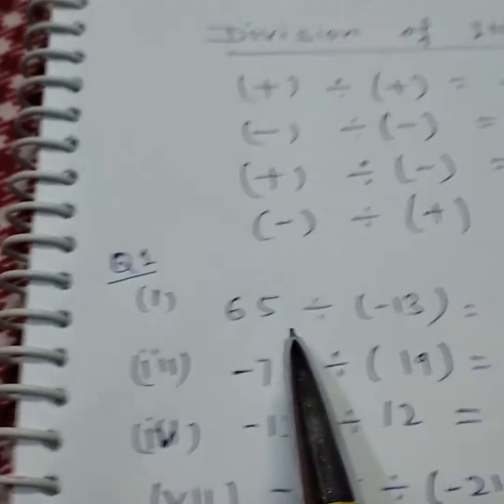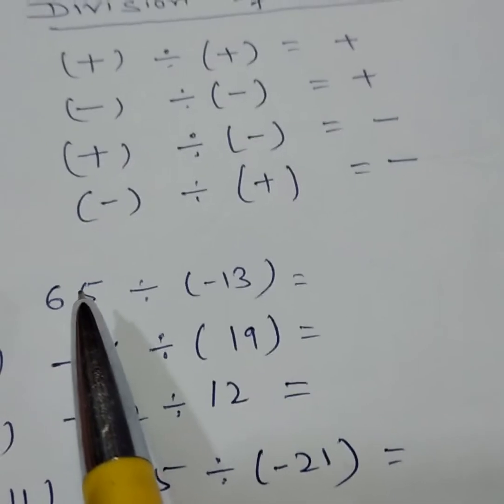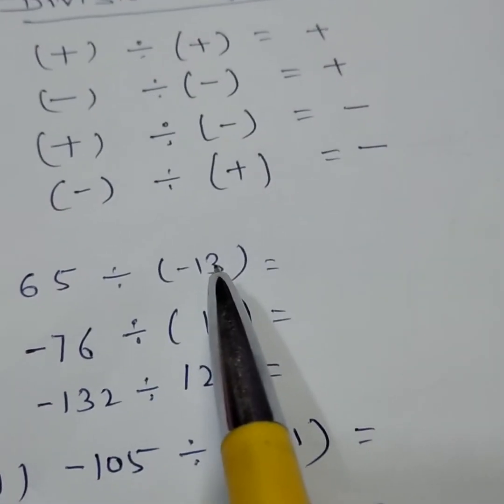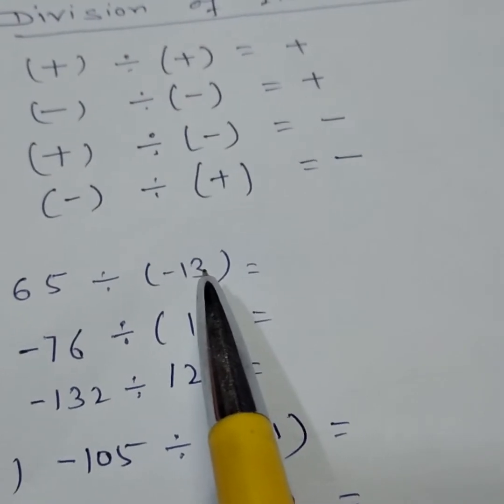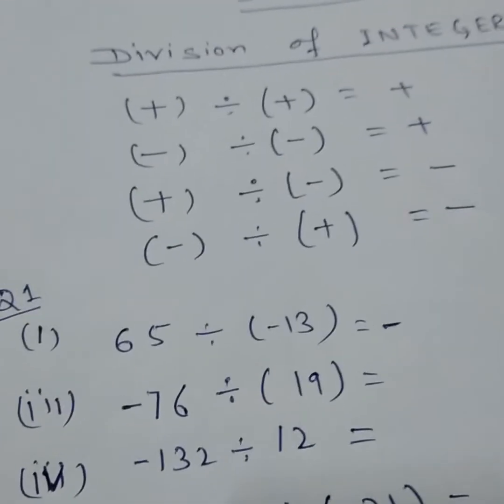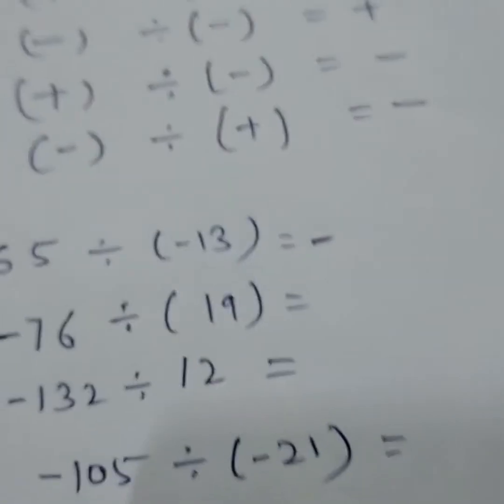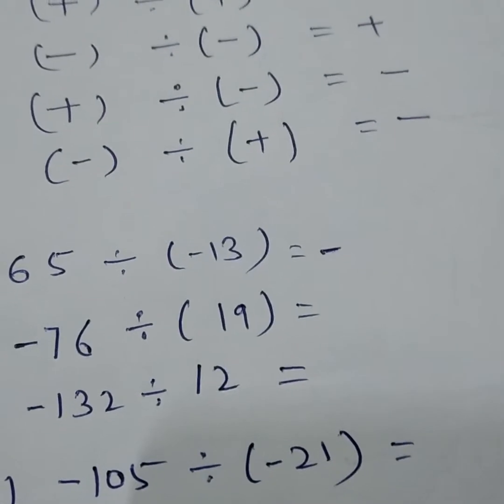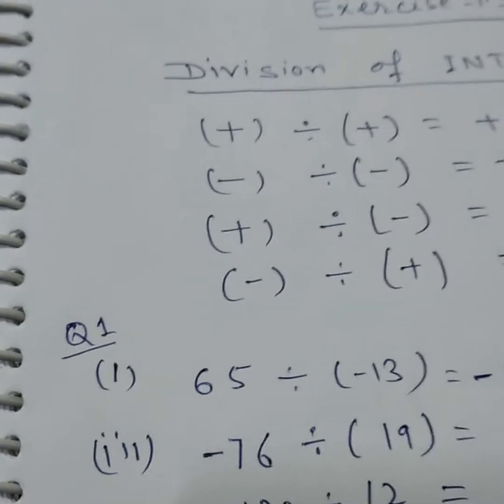First one, 65 divided by minus 13. We have to understand here, 65 is positive and 13 is negative. First we will discuss the sign, and definitely the sign will come minus. And 65 divided by 13 is very easy. You can solve that very easily: 13 into 5, 65.